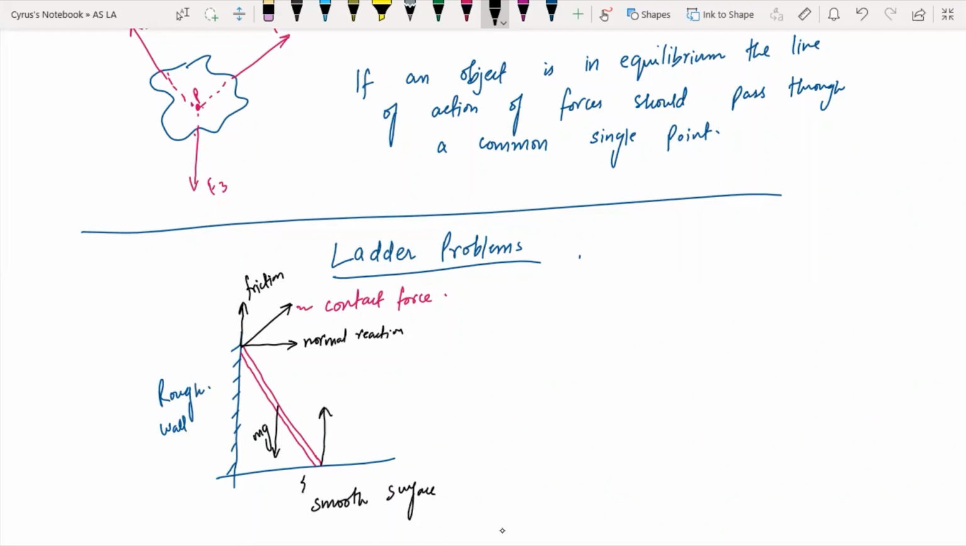Smooth surface. So the only force which is acting is the normal reaction, which is the contact force. This is the normal reaction, and this normal reaction is the contact force here.